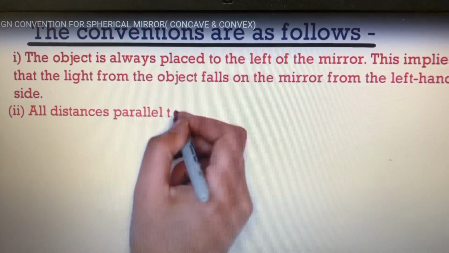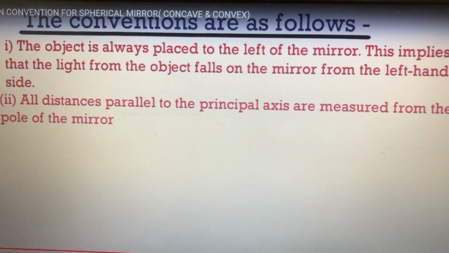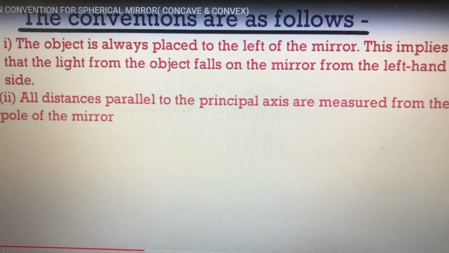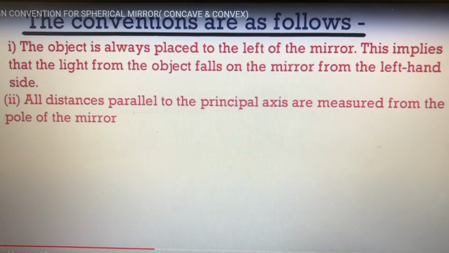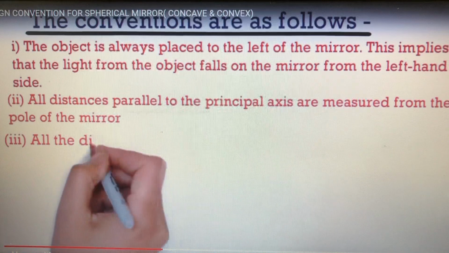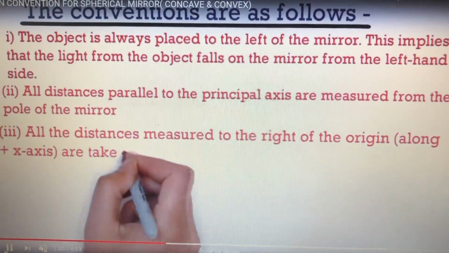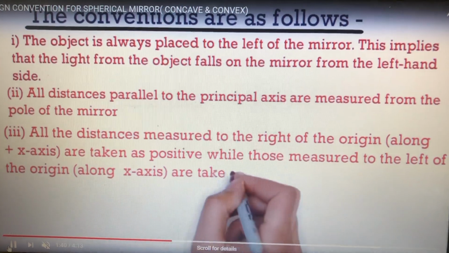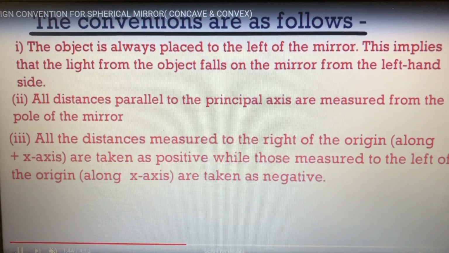The second rule says all distances parallel to the principal axis are measured from the pole of the mirror. For example, focal length will be measured as PF, object distance will be measured as PB. All distances measured to the right of the pole are considered positive, and those which are measured to the left of the pole are considered as negative.